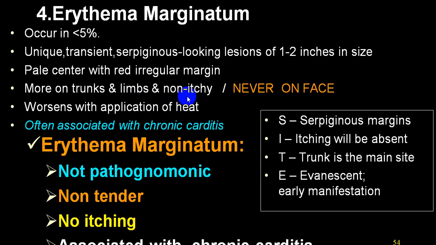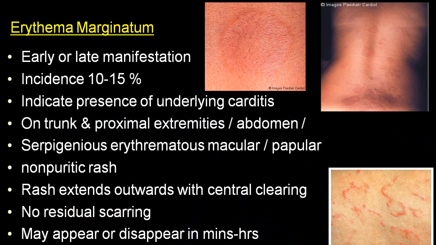Non-itchy, very, very important, and it worsens with application of heat. Erythema marginatum is non-tender, non-itchy. Center part is pale, peripheral is irregular in shape. So it is serpiginous margin. Itching is absent, so no itching. Main site is trunk, and E is evanescent, early manifestation. So this will disappear within a very short period, and it is very frequently associated with carditis. But as it is lasting for a very short period, good number of times it is missed.